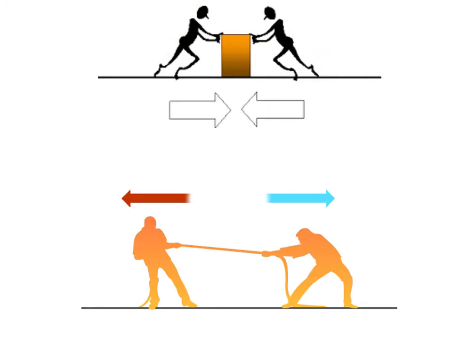Again, these are examples of balanced forces. As long as these people are either pushing or pulling with equal force, the object will not move. If one of them gets tired and has less force, the object will move in that direction. So we talked about balanced forces. Now let's talk about unbalanced forces.